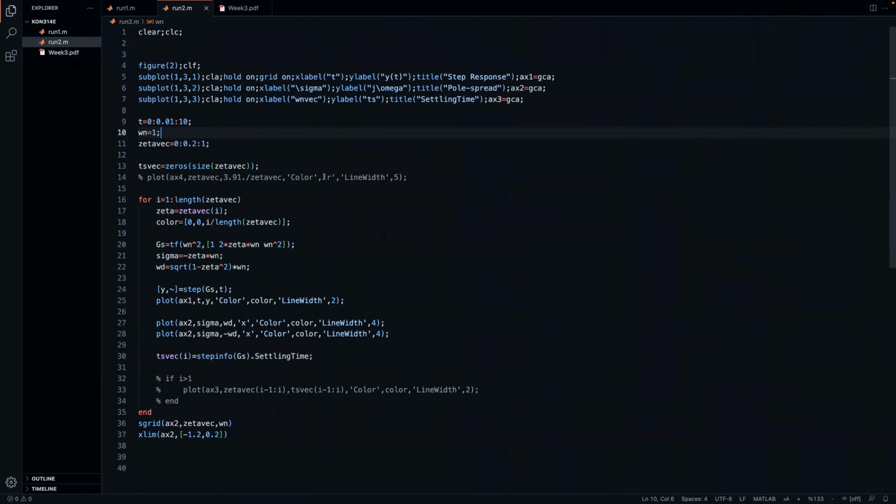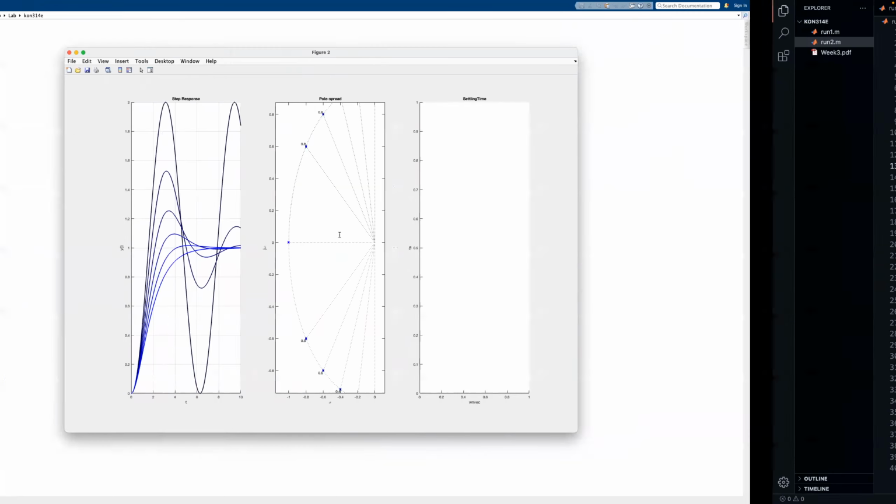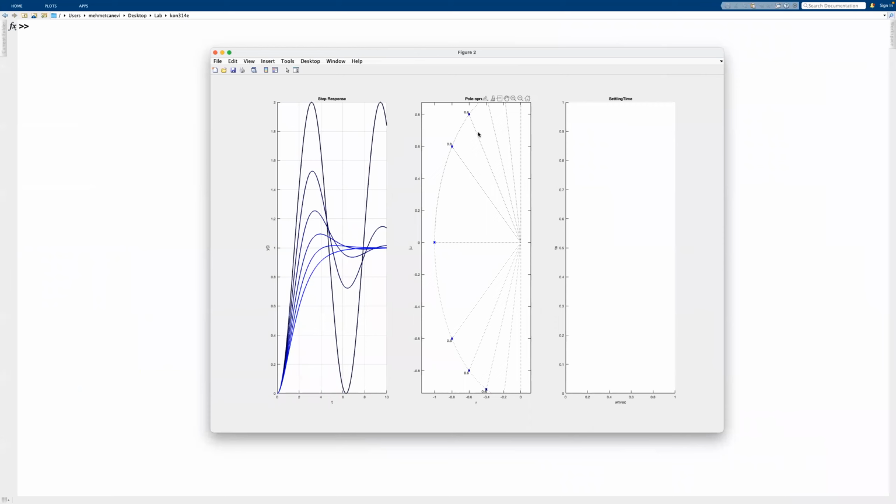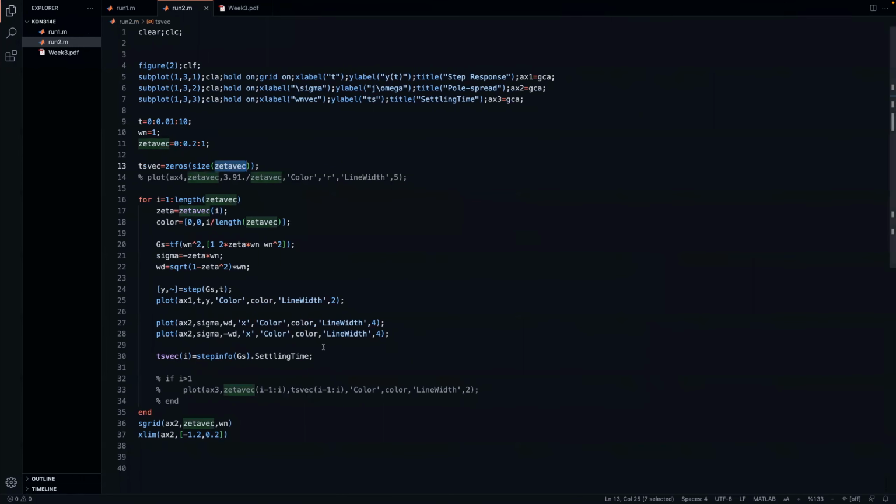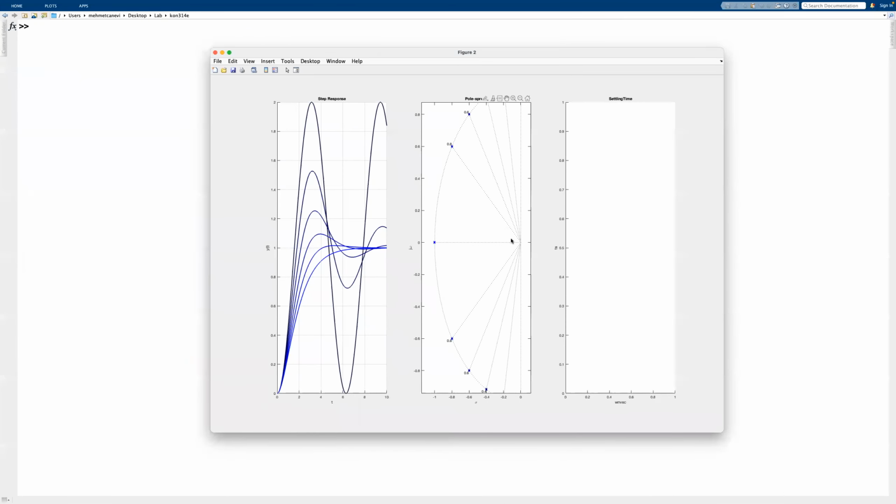Now, since we're changing the zeta values, for each iteration, we get a different zeta value. Therefore, we get basically a different angle, because remember that cosine theta is going to be zeta. So the inverse cosine of zeta is going to give us a certain angle. Since we are talking about cosine, if this is 90 degrees, cosine 90 degrees is going to be 0.